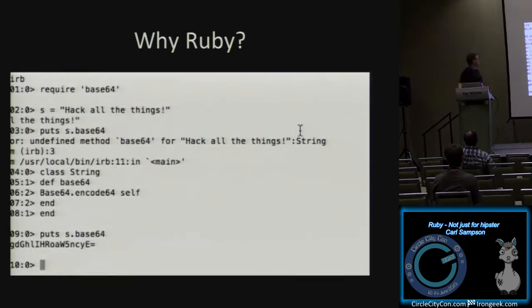I just drummed this up. First of all, you require the base64 module, or gem. You create a string called "hack all the things," and then you do puts s.base64, and you can see that the method's undefined for the string. Now String is a built-in Ruby class. So then you can see down here, open the class, add the base64 method and try it again, and then that's available to all string instances from that point on. So it's easy to do things like that.